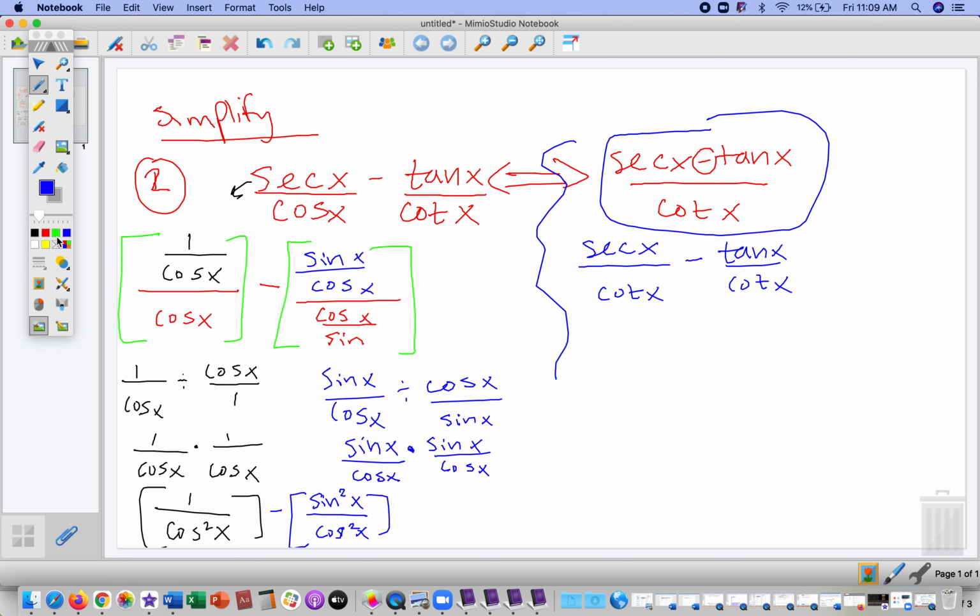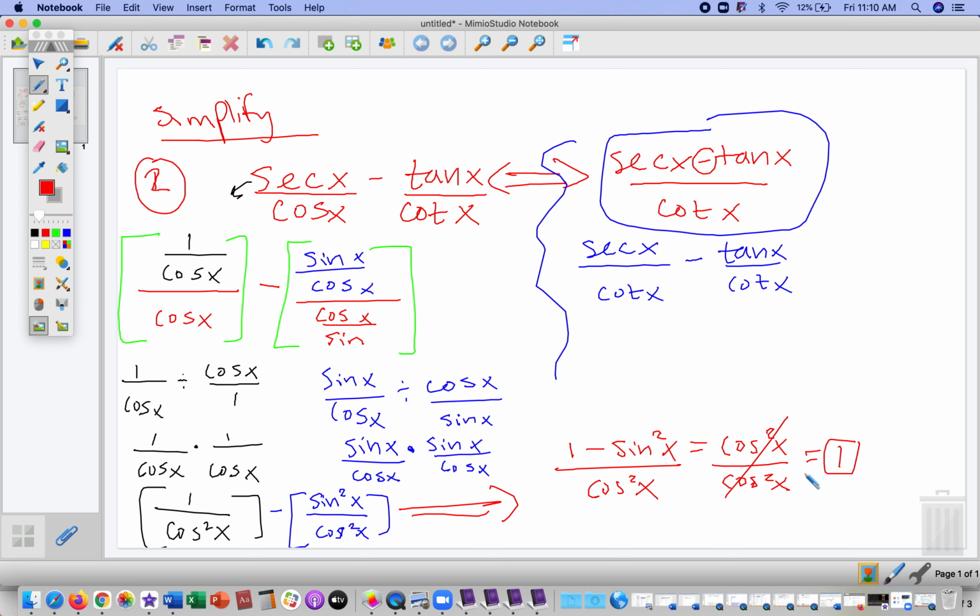Because the denominators are the same, we can combine these fractions. So in the numerator, we have 1 minus sine squared x. In the denominator, we have cos squared x. And if we go to our identities, we can replace 1 minus sine squared x with cos squared x. And we can cancel out cos squared numerator and denominator, and our final answer is 1. Let's head on to another problem.